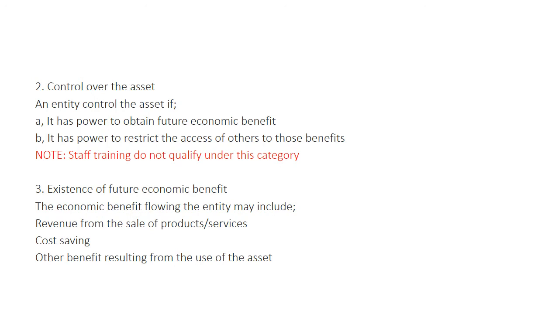personnel. The third point is the existence of future economic benefits. So the item will be recognized as an intangible asset if it can result in future economic benefits to the entity. And this refers to revenue from the sale of products, cost saving, and other benefits resulting from the use of the asset.